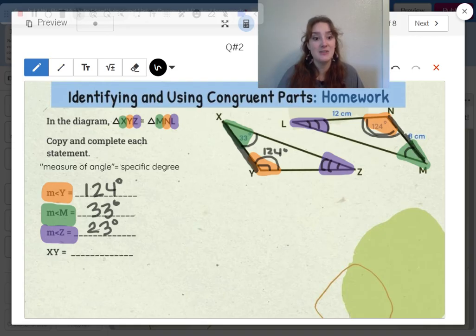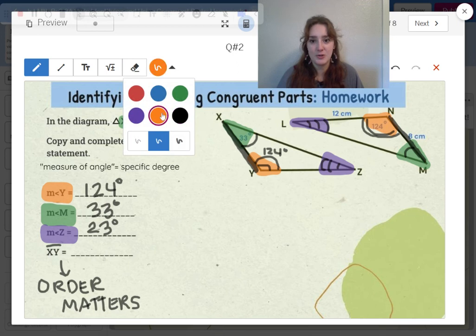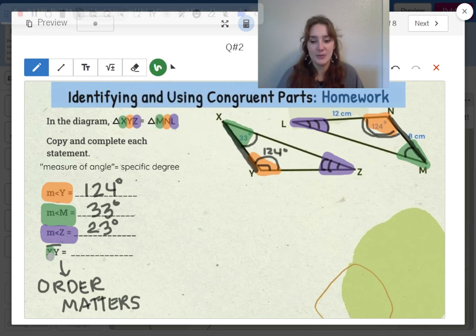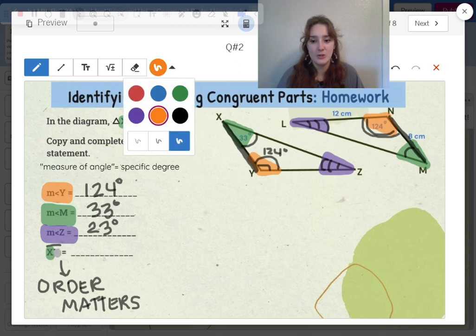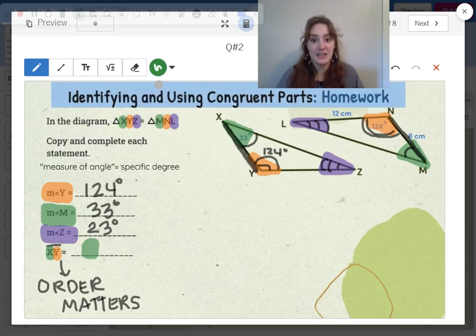This is the one that's very, very important. Remember what we learned in class is that the side lengths, the order matters. The order matters. This is our big takeaway. The order is very important. So if we're looking at side length XY, just to remind us where that is, that was green to yellow. Our answer needs to be the same, green to yellow.